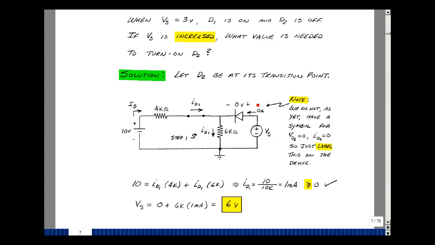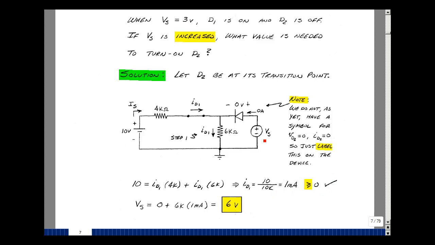Let's analyze the circuit now with this being at the transition point and see what value of V sub S would make that happen. We also have to check that diode 1 is still in the original state that we thought it was in. I have no current here, and so the current that's flowing in here is I sub S, which is also I sub D1, from anode to cathode, back through here, back through here. So the rise in voltage is 10, the drop is I sub D1, or I sub S, times 4K, and then that same current, because there's 0 here, times 6K. I can solve that for the value of I sub D1. It's like before, 10 volts divided by 10K, or 1 milliamp, and that is greater than or equal to 0, so that checks.